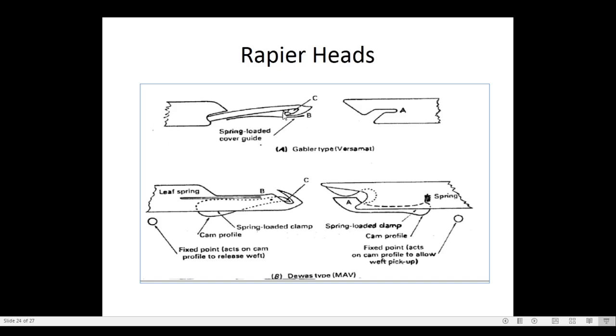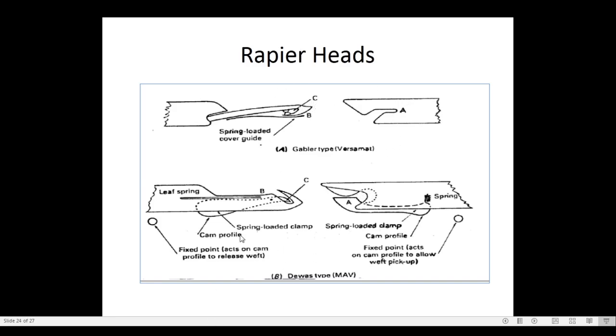Here we can see in the Gabler system, the perfect holding of the weft is not there. Weft failure chances are more. But here, the tip of the weft is held from the start of the picking to the end of the picking. So better control of the weft is there in the Dewas system, and this is the Gabler system. So these are the rapier head systems. This is Dewas and this is Gabler.